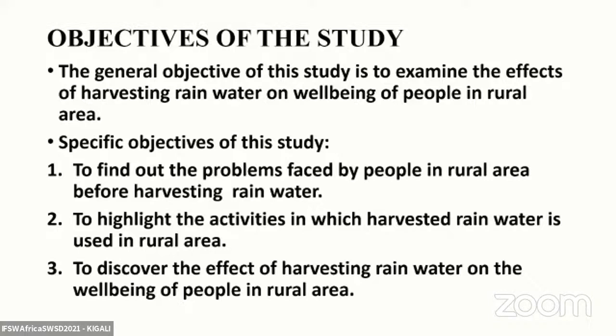The specific objectives were to find out the problems faced by people in rural areas before harvesting rainwater, the activities in which harvested rainwater is used in rural areas, and, at the end, to discover the effect of harvested rainwater on the well-being of people in the rural area.